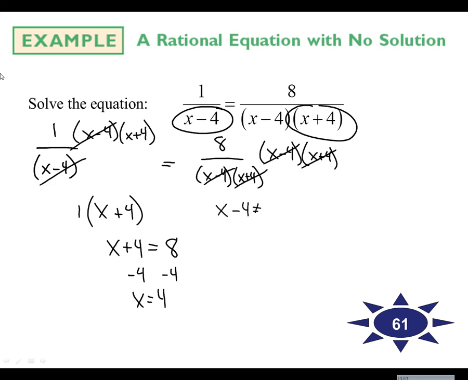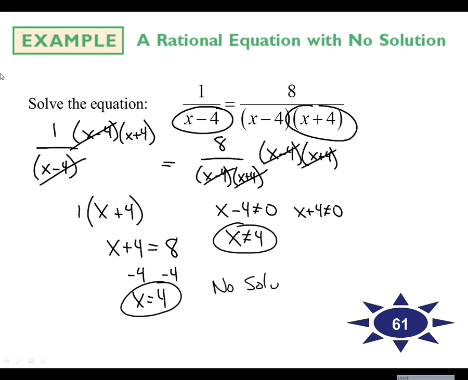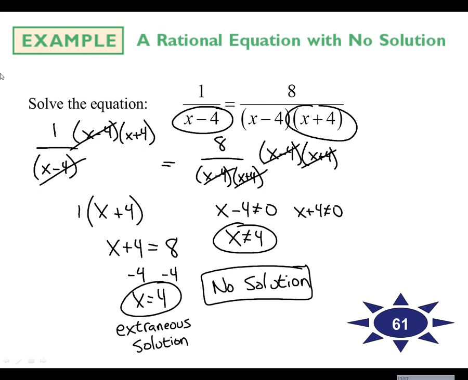Remember that x minus 4 doesn't equal 0, and x plus 4 doesn't equal 0. So x cannot be 4. Uh-oh. We said x is 4, but x can't be 4. So what we have here is no solution. That is our final answer, because x equals 4 is what we call an extraneous solution. It's a solution that worked when we did the algebra, but when we checked it, it didn't end up working when we plugged it back in. So try 61, see if you can find the extraneous solution, and then we'll move on.